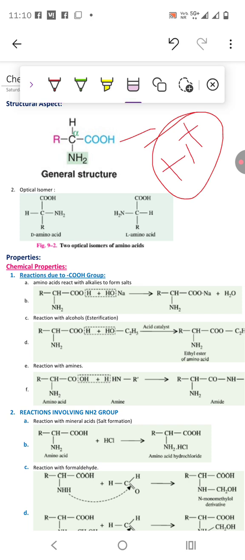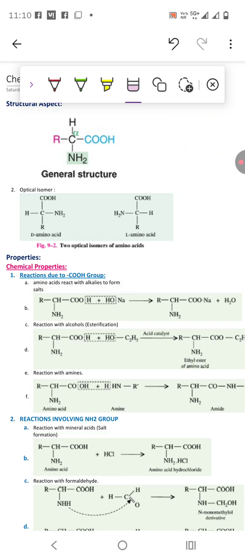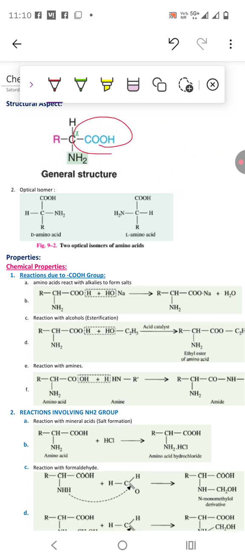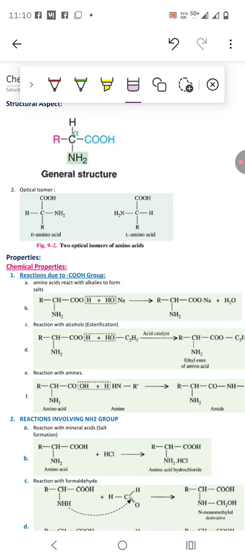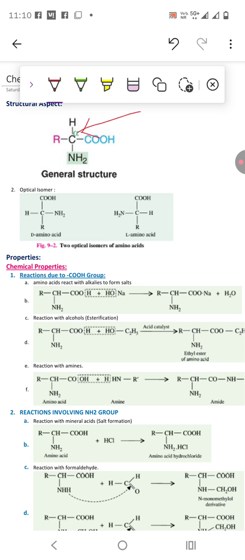So in amino acid there is an acidic part and there is a basic part. So this is amphoteric in nature. That's it. That's the structural part. And this alpha carbon refers to the carbon atom attached to the main functional group. When a carbon atom is attached to the main functional group, we call it alpha carbon. And in amino acid, this carbon atom is attached to the carboxylic acid group. That's it.